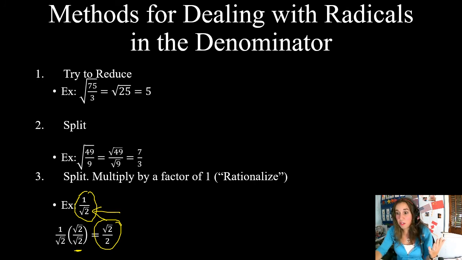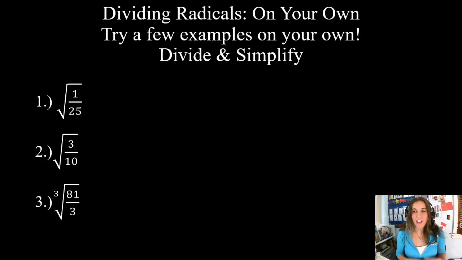So let's take a look at a few examples. Okay, so if you guys feel ready, you can just jump into some examples. Remember, just go in the order of first try to reduce. If it doesn't reduce, then split. And if the split doesn't help, then multiply by that factor of 1 to rationalize the denominator.